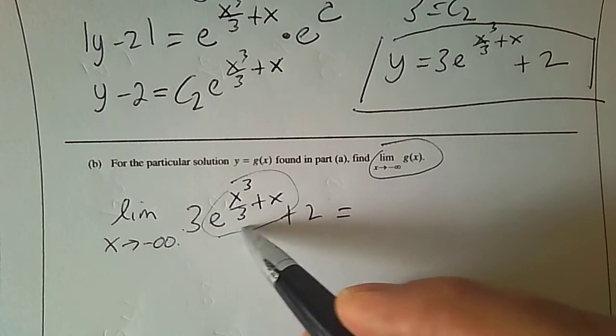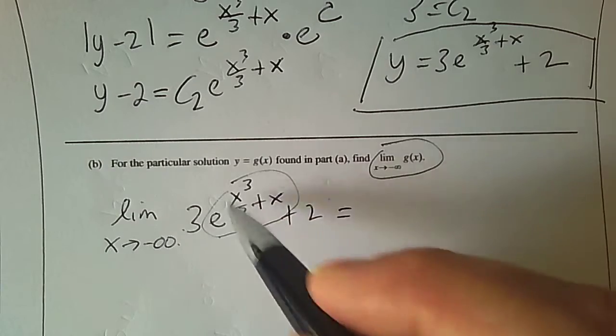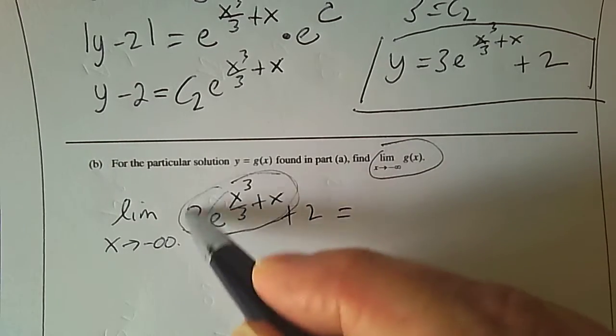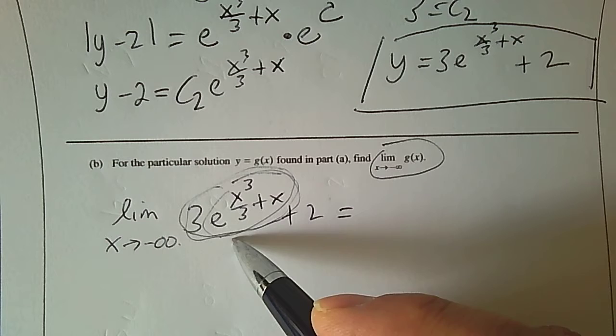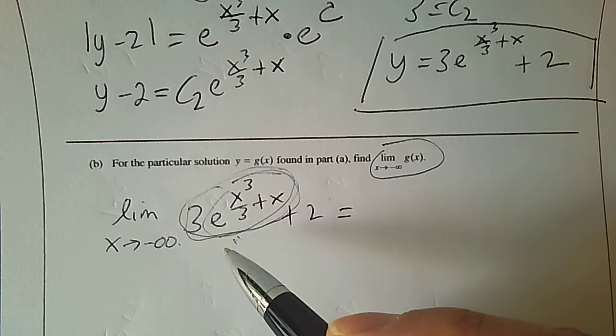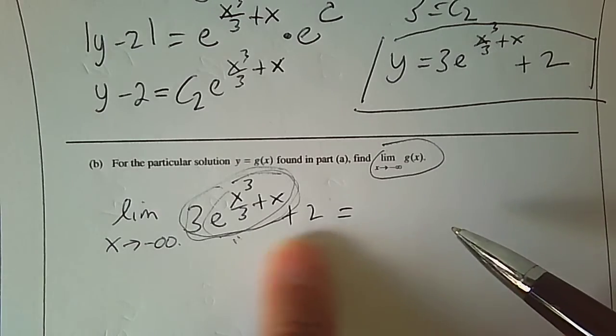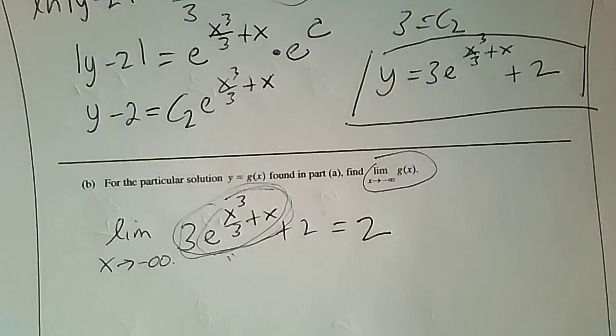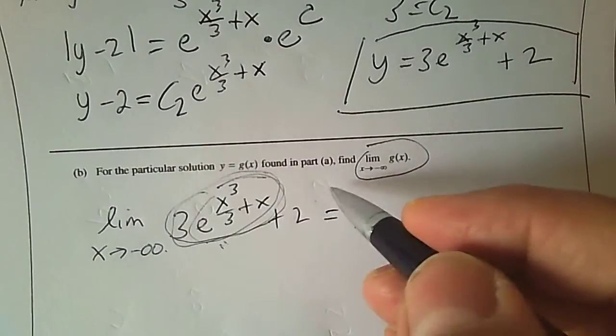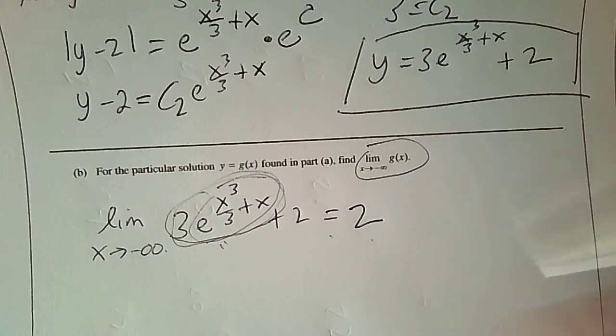So 3 times a really, really small number. This whole part, as it goes to negative infinity, is going to get closer and closer to 0. And then the only part that's left over is the plus 2 part. So the limit as x approaches negative infinity of this is equal to 2. All right. Part C.